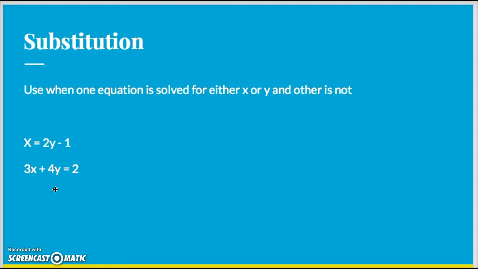The second one doesn't tell me anything really. So in order to solve this, I'm going to take what x equals. x is 2y minus 1. And I'm just going to replace that. I'm going to substitute it in for the x. So I have 3, but instead of the x, I'm going to put 2y minus 1 and then finish out the equation. Plus 4y equals 2. And then I simply solve it.